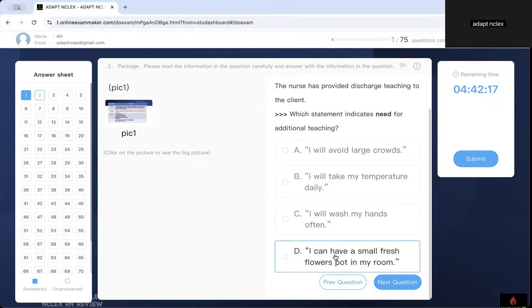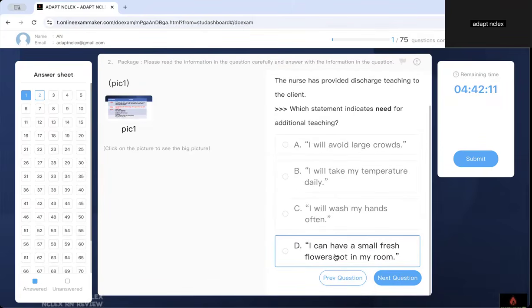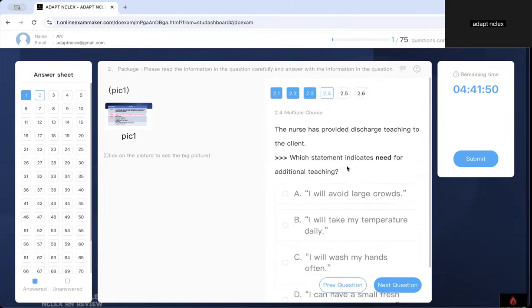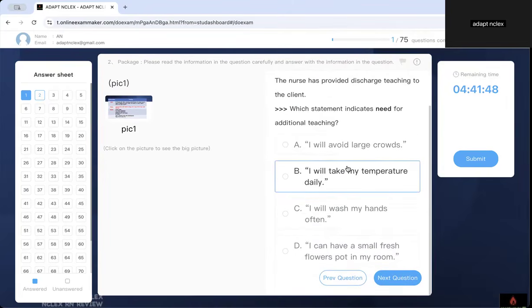I will avoid large crowds. Is it neutropenic precaution? I will take my temperature daily. Neutropenic precaution. I will wash my hands often. Neutropenic precaution. I can have a small fresh flower pot in my room. What do you think? Which one should we worry about? You say I can have fresh what? Small pot with the fresh flower pot in my room.